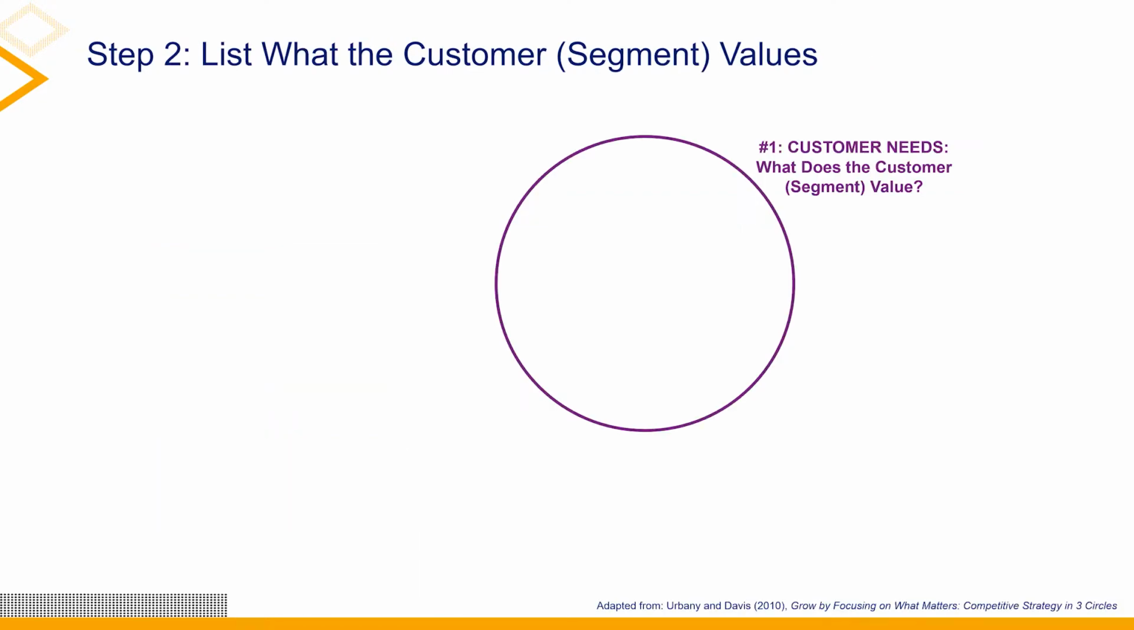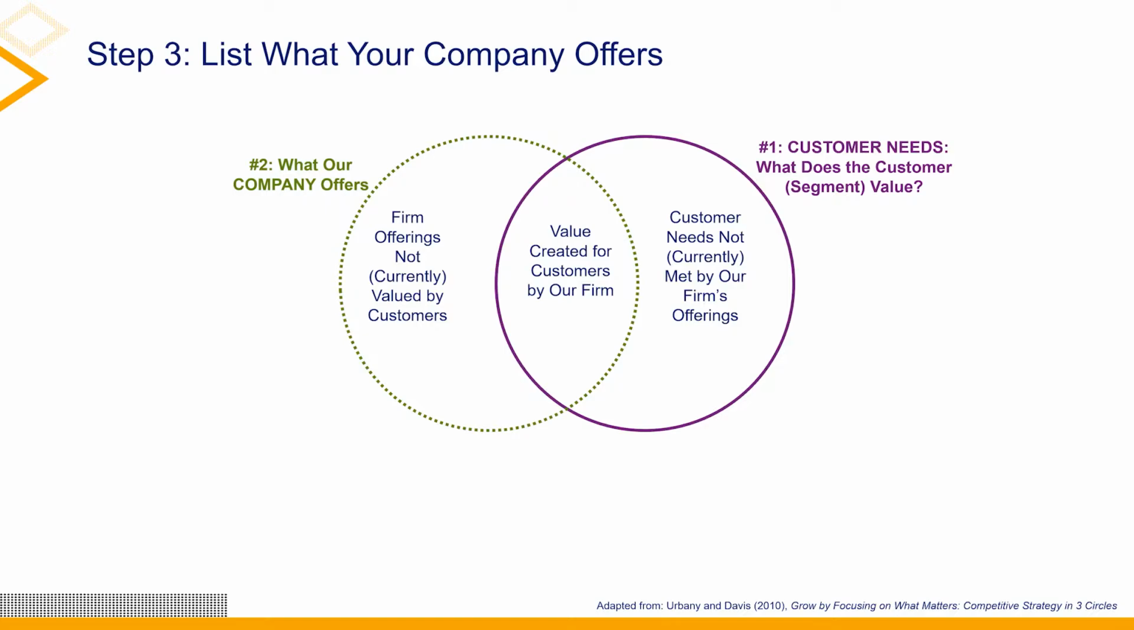Step 2. List what the customer or customer segment values. The first circle contains the full list of customer needs as best you can determine them. Sometimes it can be helpful to annotate their relative importance. Step 3. The second circle contains the full list of sources of value provided by your firm. Ideally, this is prepared independently from the list of customer needs in Circle 1.